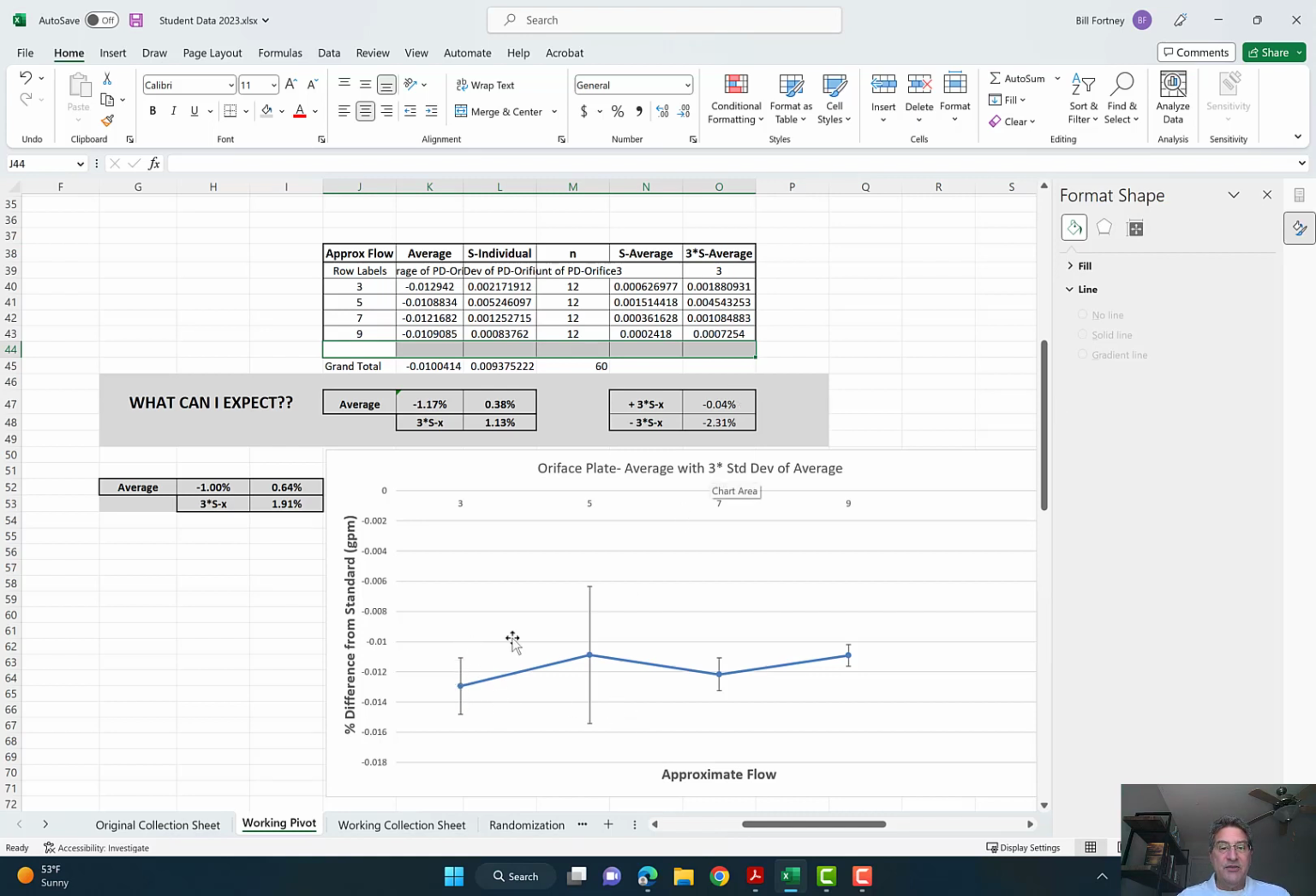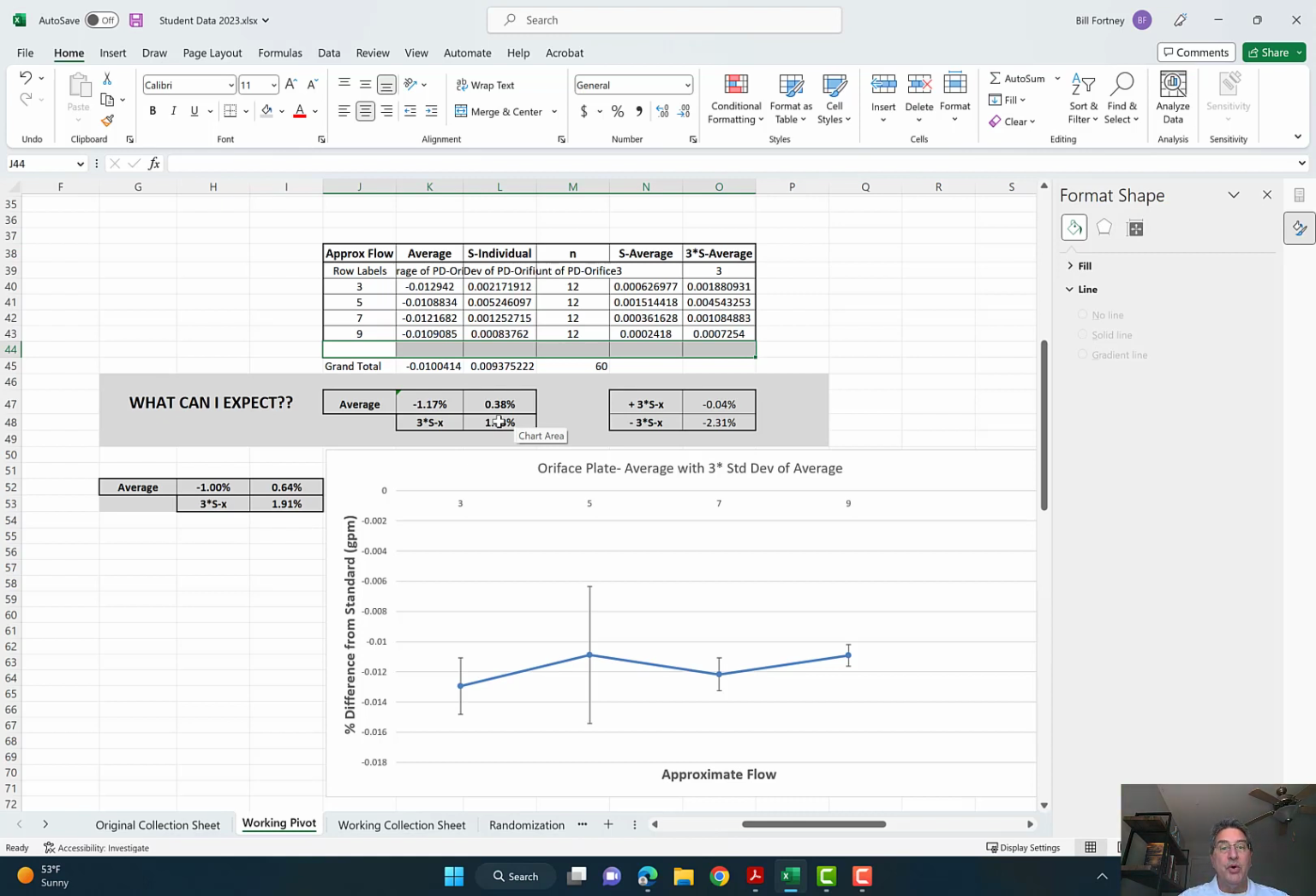And, you know, in this case, again, I'm very comfortable. All of these are the same. They're not different. So I would be real comfortable saying, okay, my rotometer on the average reads about 1% low. So again, if I wanted to adjust all my readings up 1%, I could do that. What would you expect from that? I would expect a variation of about 1.13%. That's 3 times the standard deviation of the individual values.